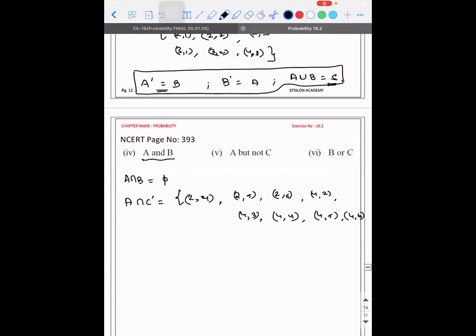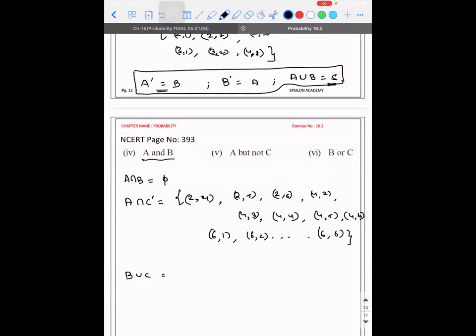Next. 5 is not there, sir. So full of 6 will come, sir. 6 full: (6,1), (6,2) till (6,6). Yes, that is A intersection C dash.